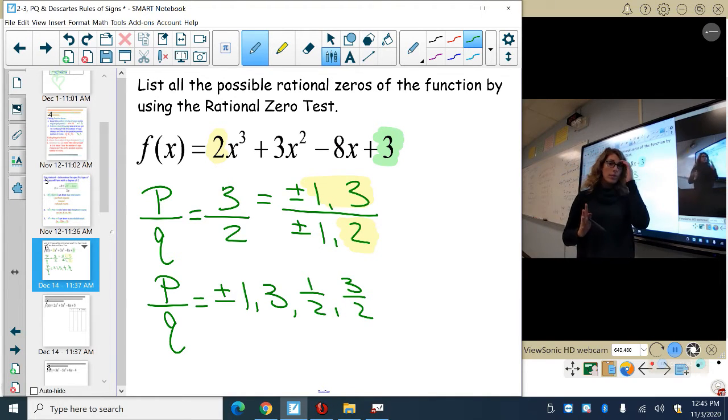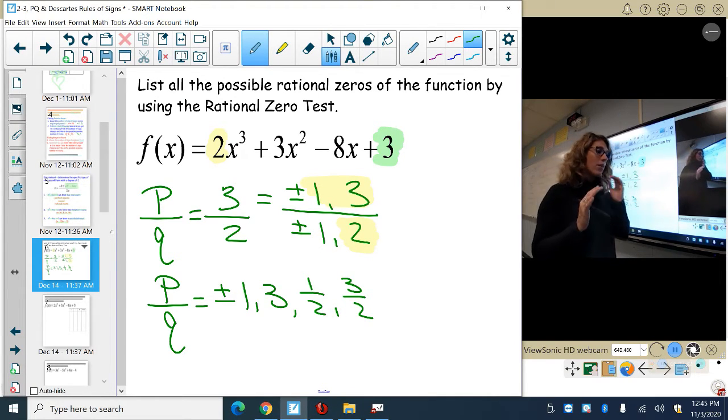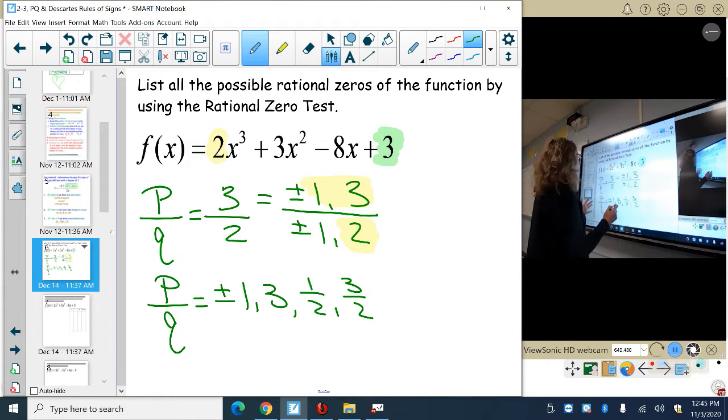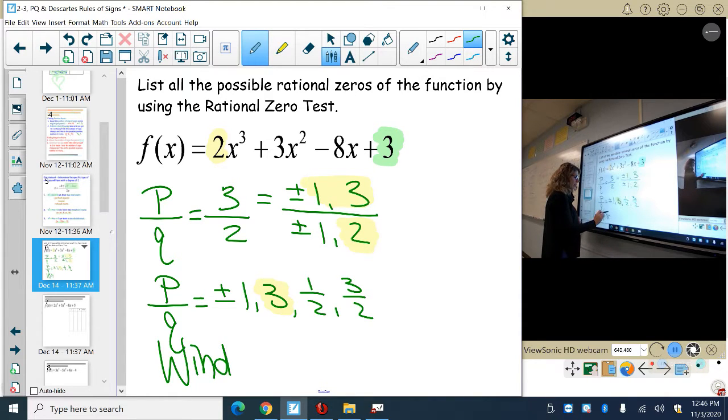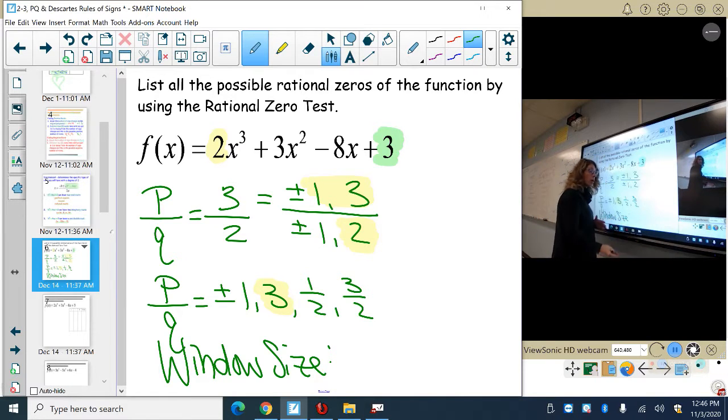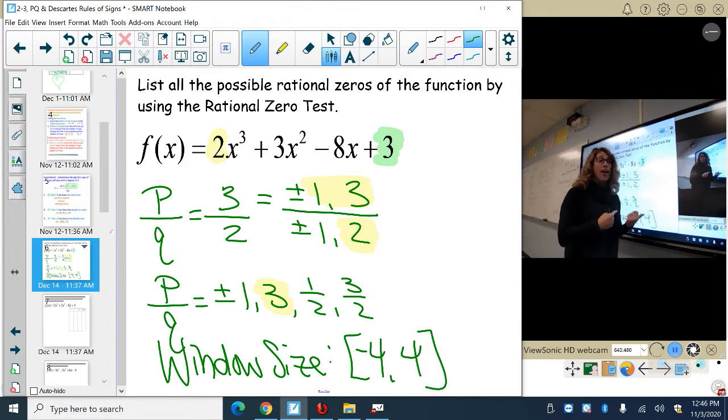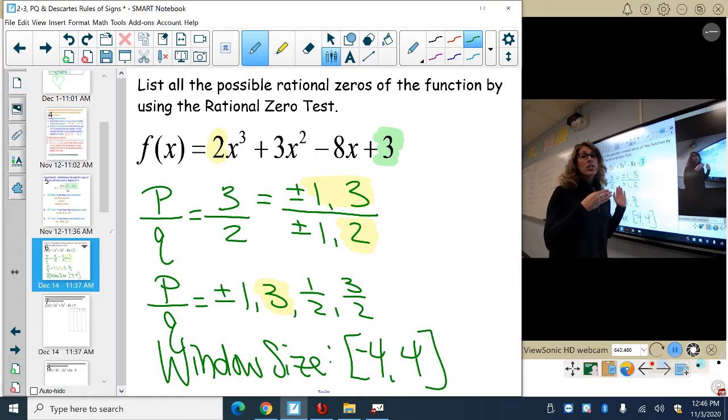You know what this means? That means whenever I graph this function, I'm going to choose the biggest number up there. My biggest number up there is a 3. This will help me find my window size. My window size means I'm going to go 1 unit past it and 1 unit to the left of it. So my window size is going to go from -4 to +4.